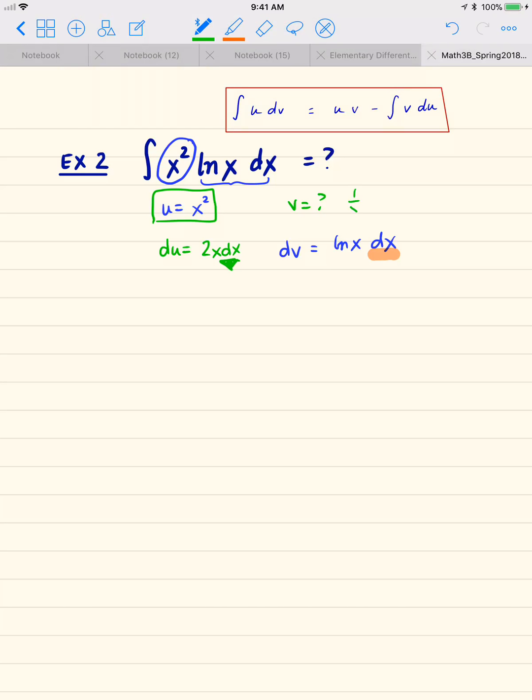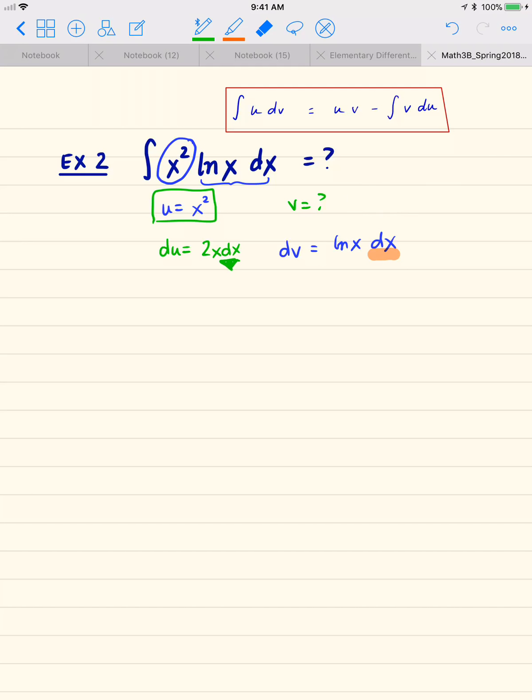I might be tempted to say 1 over x, but that's actually not true, right? Because if I take the derivative of 1 over x, isn't that x to the minus 1? If I take the derivative, I would get minus x to the minus 2 dx. And that's not what I have. So I say, nope, that's not it.